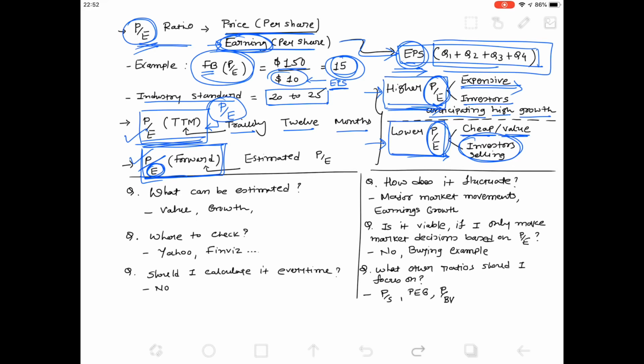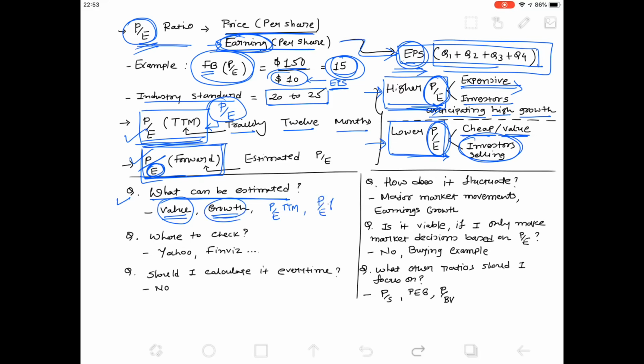Now, the general questions you may face when you start calculating PE ratio. So here are the questions. First, what can be calculated or what can be estimated using PE ratio? So first thing first, you are going to calculate the value of the stock, and second is you're going to calculate the growth of the stock. So value of the stock is calculated by the simple PE or PETTM ratio, and growth can be calculated as PE forward.